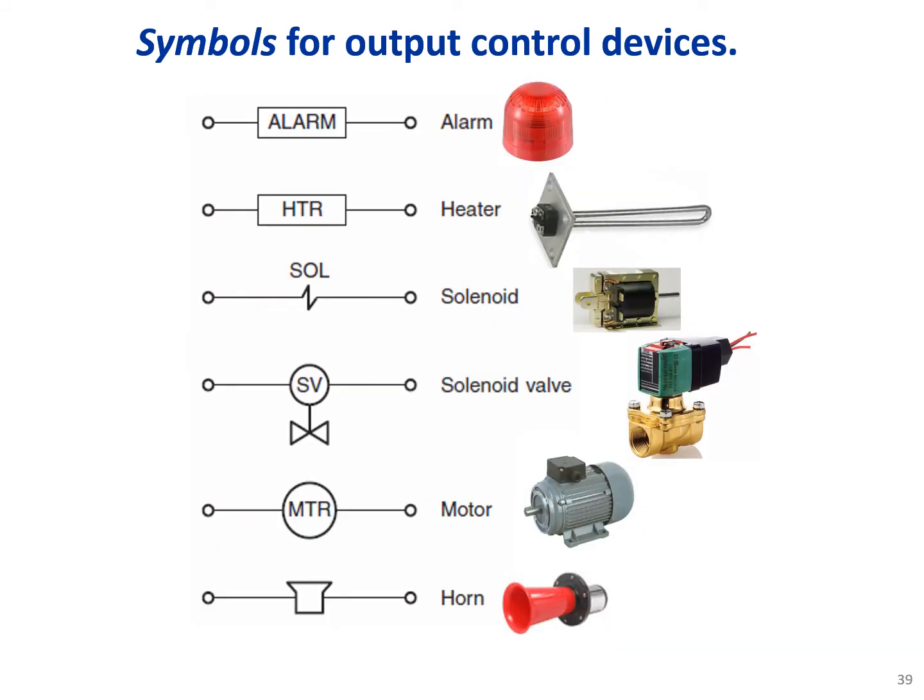Symbols for output control devices continue here on this slide. We have an alarm, we have a heater, we have a solenoid valve, motor, and horn. So just look at the symbols, solenoid and the valve and the motor and the horn, and remember what they represent.